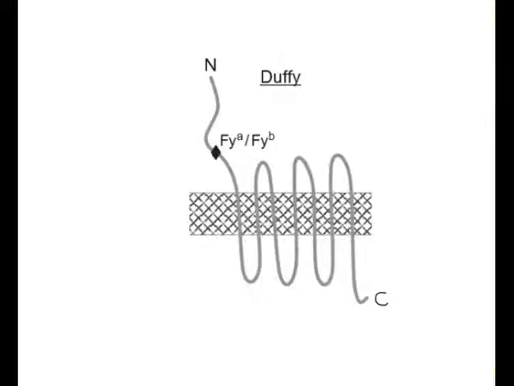To illustrate this point, let's talk about Duffy as an example. The Duffy molecule spans the red blood cell membrane several times, as you see here. And here is the epitope or the antigen determinant site on the Duffy molecule. So the antibody anti-Duffy A, for example, will bind to this particular part.